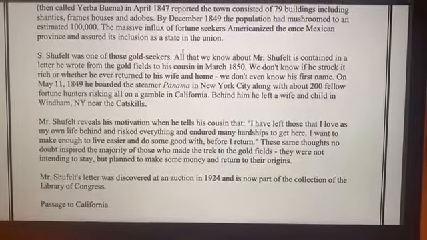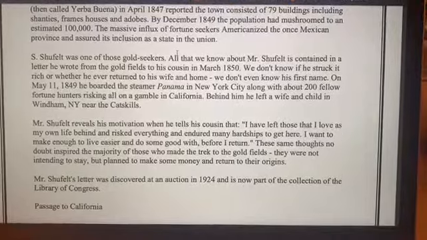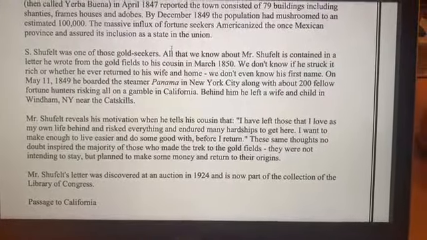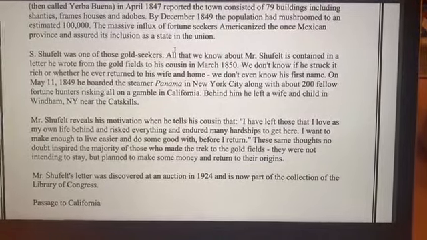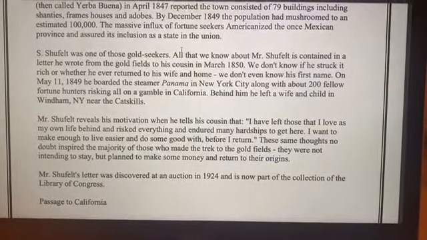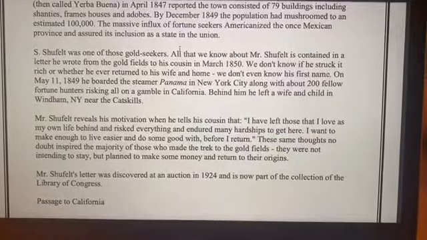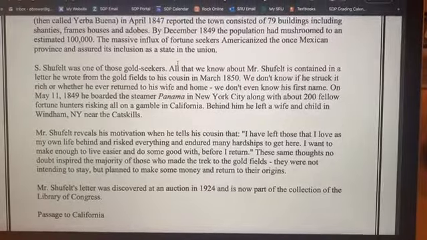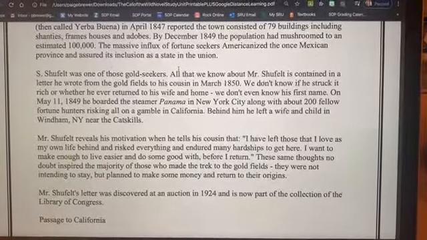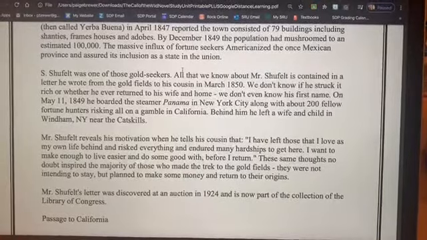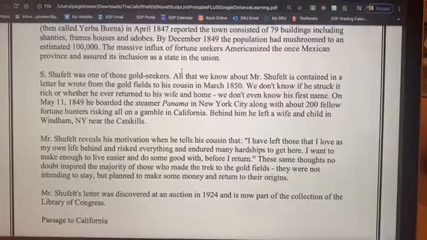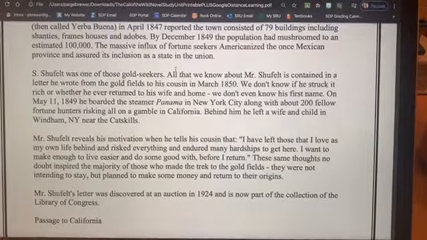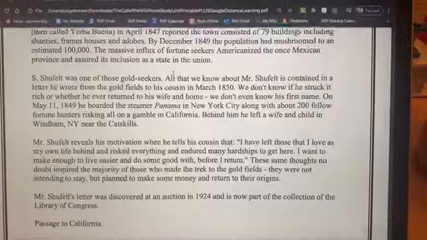Mr. Shuffelt reveals his motivation when he tells his cousin that, "I have left those that I love as my own life behind and risked everything and endured many hardships to get where I want to get here. I want to make enough to live easier and do some good with before I return." These same thoughts, no doubt, inspired the majority of those who made the trek to the gold fields. They were not intending to stay, but planned to make some money and return to their origins. Mr. Shuffelt's letter was discovered at an auction in 1924 and is now part of the collection of the Library of Congress.